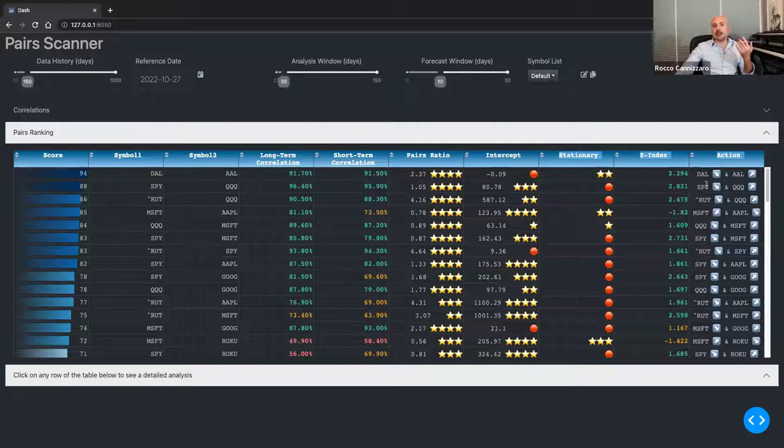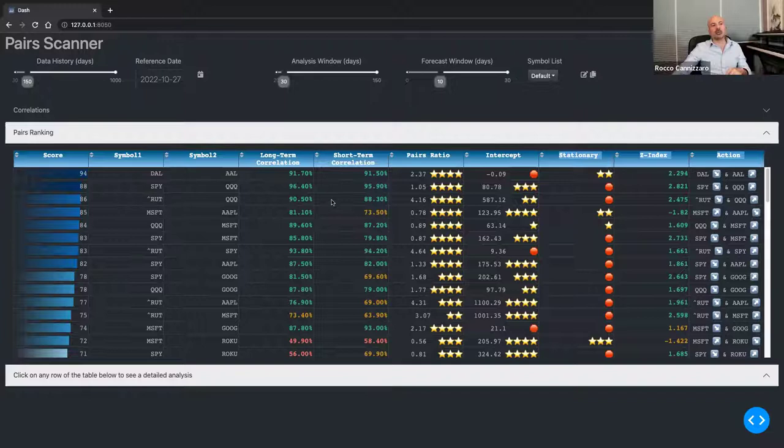Each of these pairs is analyzed, and essentially we are rank scoring them from the best pair to the worst pair by doing a weighted average of all of these things together. We're looking at the short-term correlation and the long-term correlation. Are all of these coefficients good coefficients or not?